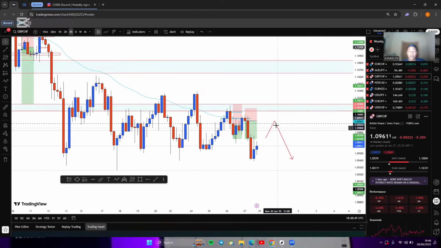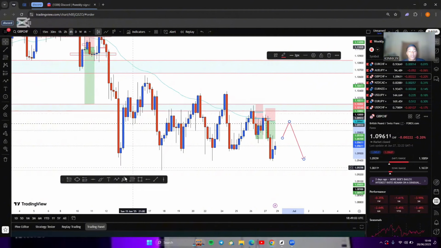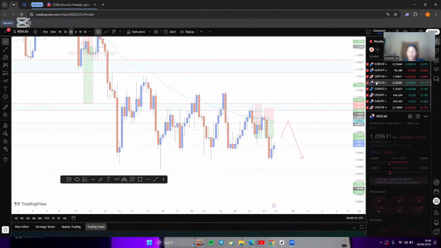So what I'm waiting for on this particular pair is a pullback into this level, into my entry level right here, to give me another confirmation to sell on the 4 hour time frame. If you notice, this is also a left shoulder, head, right shoulder. So I'm waiting for a pullback to sell to continue the downtrend. So that's for GBPCHF.